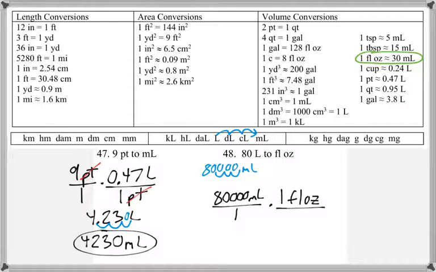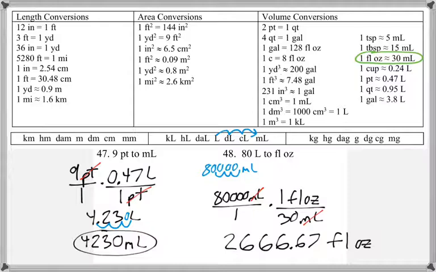And I'm multiplying that by 1 fluid ounce over 30 mLs. So the mLs will cancel out. 80,000 times 1 divided by 30. And rounding to 2 decimal places, we get 2,666.67 fluid ounces.